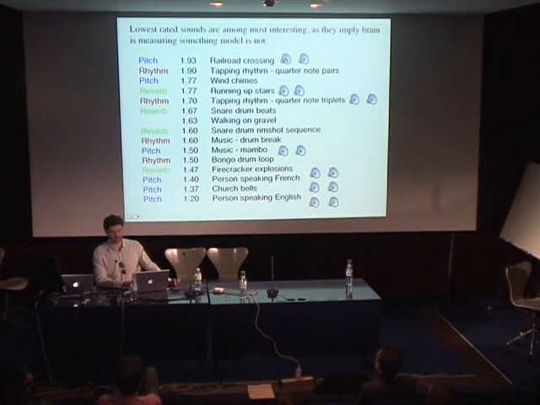Here's a railroad crossing, and here's the synthetic version. All right, so it's terrible. This is a simple tapping rhythm, and the synthetic. So there are taps in there, but the rhythm information is lost.